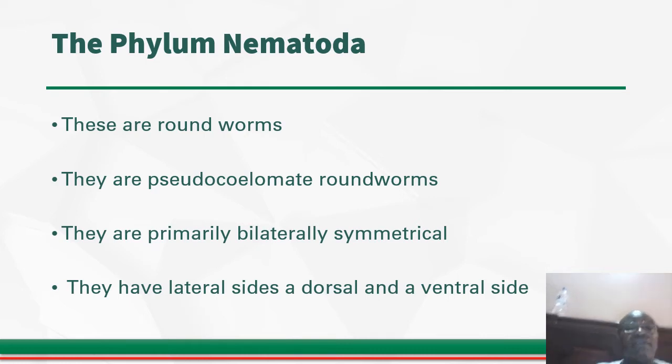Then the other phylum that we are going to look at is the phylum Nematoda, and this is where we find the roundworms. The roundworms are also pseudocoelomates, and they are primarily bilaterally symmetrical. That is the member of the Nematoda. They have a lateral side, a dorsal side and a ventral side. They are round in nature, that is, their body structure is round, and that's why we refer to them as roundworms.